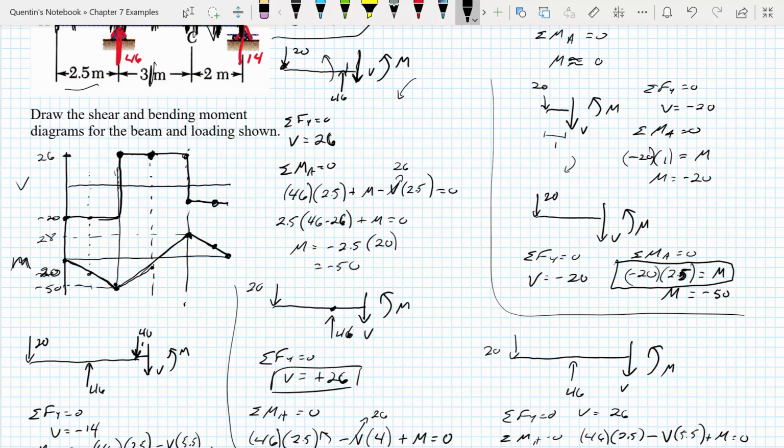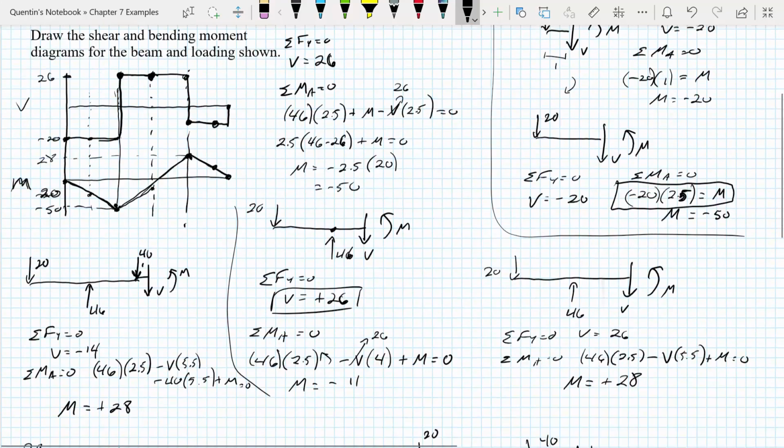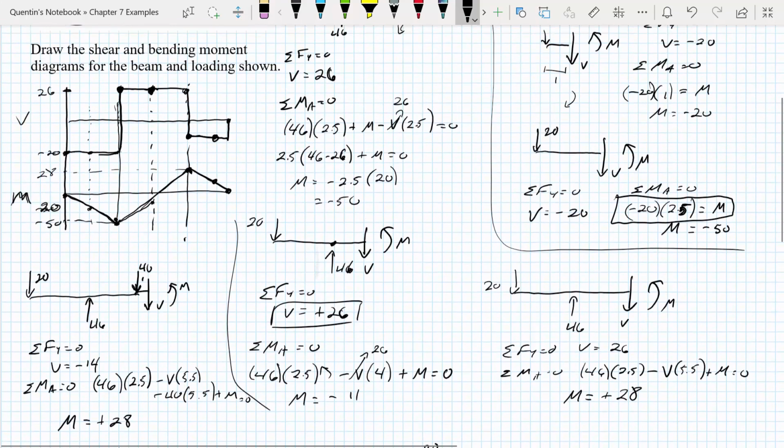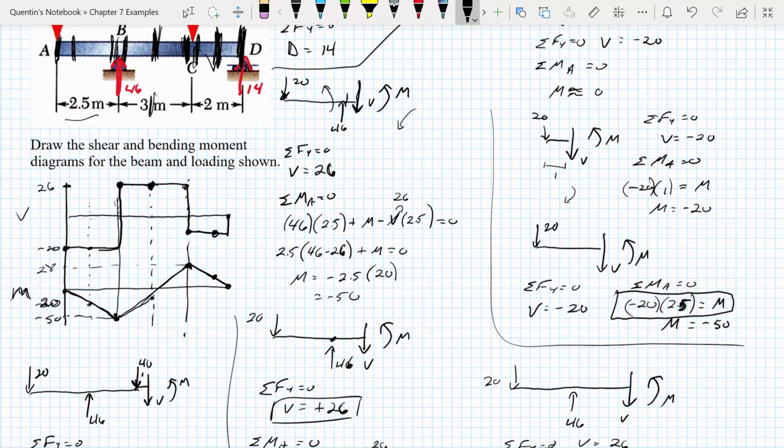And then at the end, which I just showed kind of on accident, once you consider this last point, you have 20, 46, 40, 14. If you look just after that point at your V and your M, V is equal to 0 at that point. So that is it.